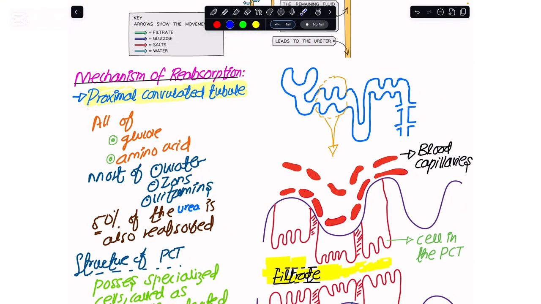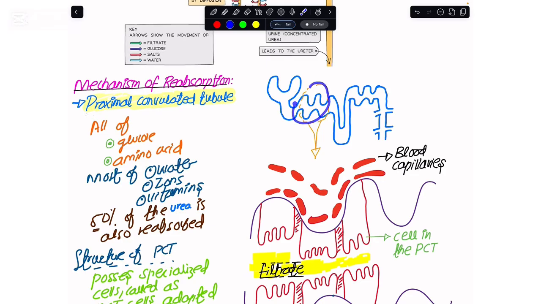Now, here we would begin with how the mechanism of reabsorption takes place in the first part of the nephron, the proximal convoluted tubule. For the proximal convoluted tubule, you must know that all of the glucose, all of the amino acids, and most of the water, ions and vitamins would be reabsorbed back, and surprisingly, 50% of the urea would also be reabsorbed here in the PCT.